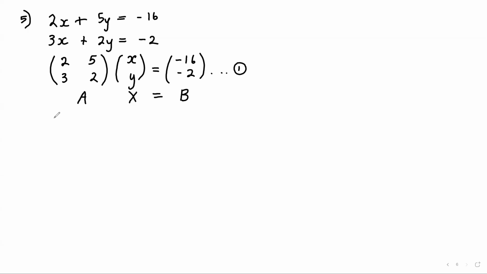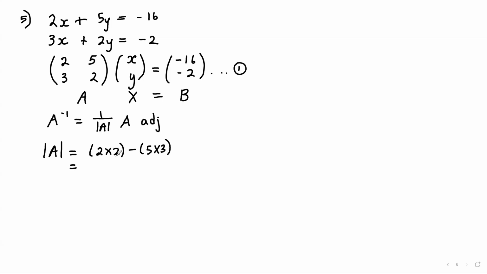Recall that A inverse is equal to 1 over the determinant of A times A adjoint. Right? So let's see, the determinant of A is given by subtracting the products of the diagonals. So 2 times 2, take away 5 times 3. So this is 2 times 2 is 4, take away 5 times 3 is 15. So that would be -11.